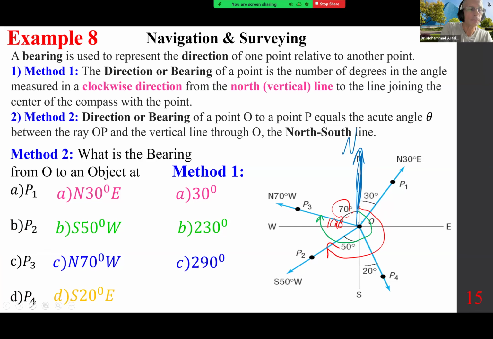P4, the angle would go from here to here, this angle, that's all. Well, how do you measure that? Because this whole thing up to here would be 180, subtract 20, and you get 160 degrees. So it's very straightforward, everybody. So two methods.